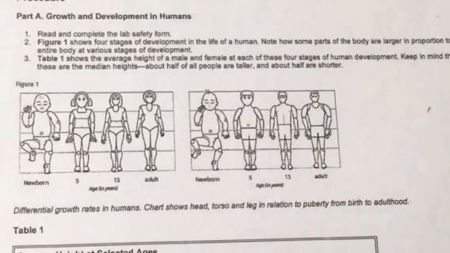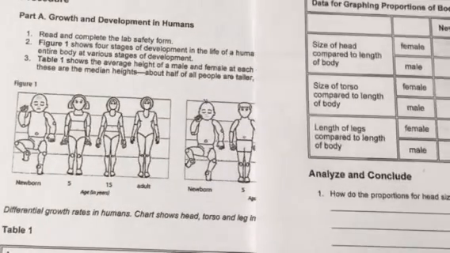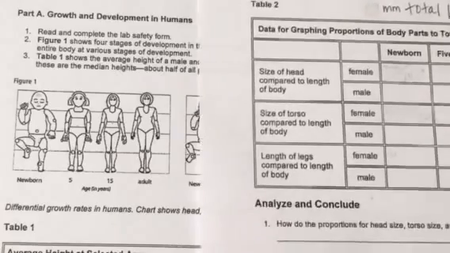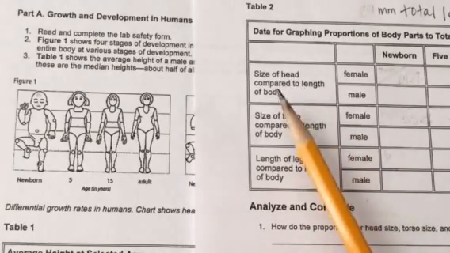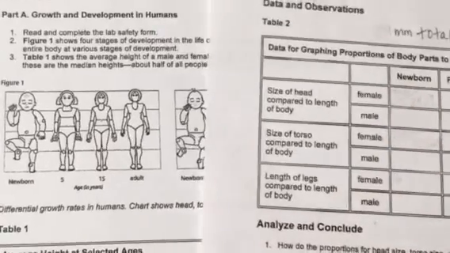So you're going to need a measuring tape for this lab, and I'm going to start you off by showing you how to complete the data table. The first item in the data table asks you to look at the size of the head compared to the length of the body. And first we're going to start with the newborn and the female.